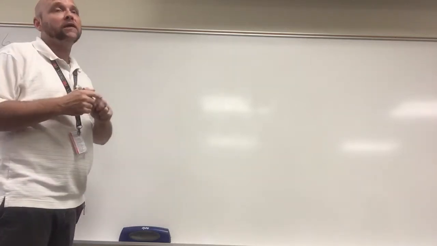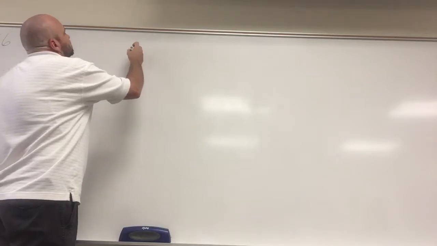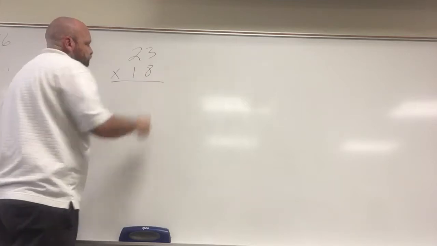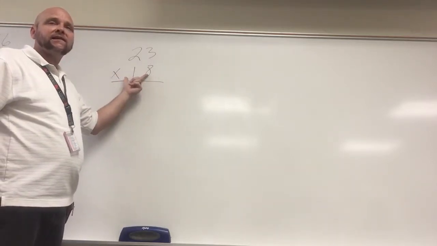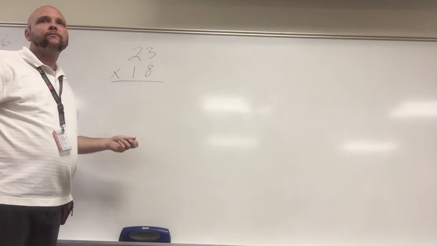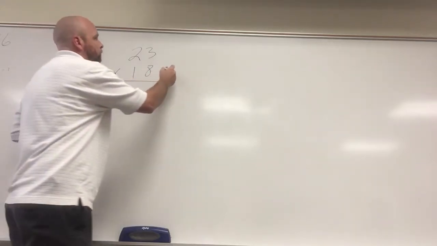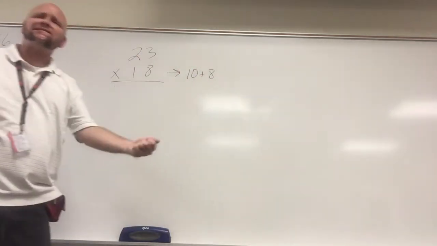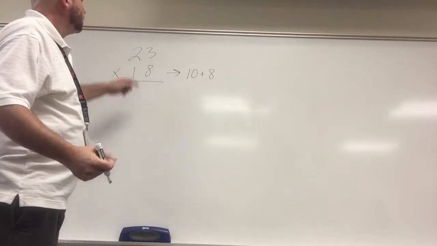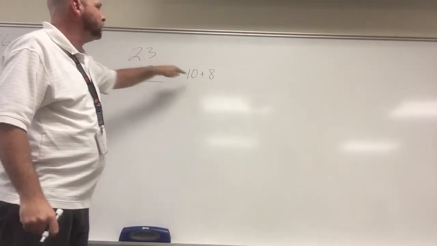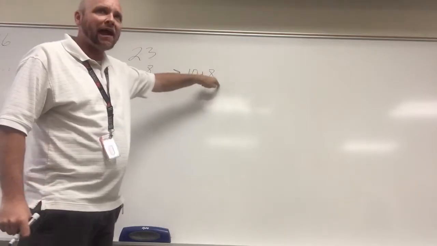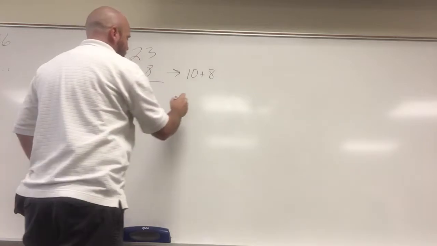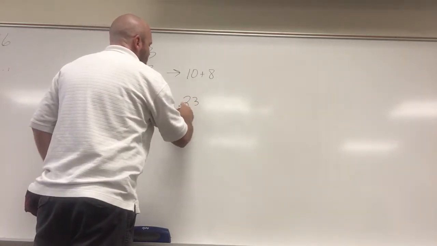Okay? Let's look at another method and see how you understand this. We'll take 23 times 18. Let's take 18 and put it in expanded form. So what would 18 be in expanded form? 10 plus 8. Oh, I love how smart you are. Now if I multiply 23 times 10, and then 23 times 8, and add that together, it's going to be the exact same thing. So let's take 23 times 10.